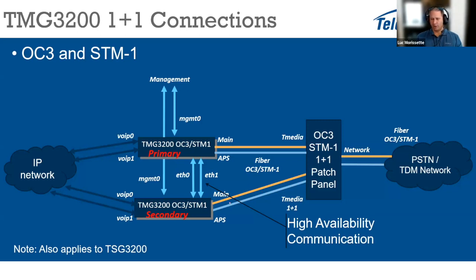And then on the TDM, we already talked about your main and APS. So that's to protect your TDM network, and the patch panel, which is your passive patch panel here. Okay? So here I show the connection for OC3 and STM1 and for the TMG3200, but we also have the TSG3200, exactly the same configurations you have here on these devices.